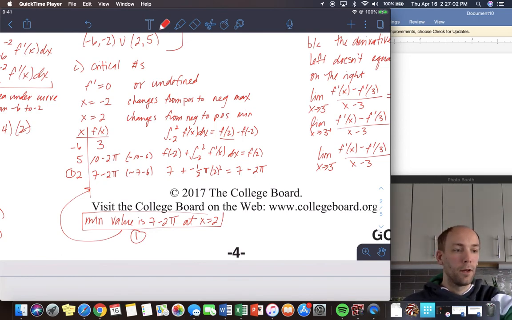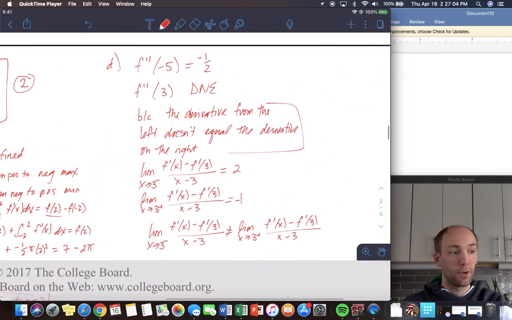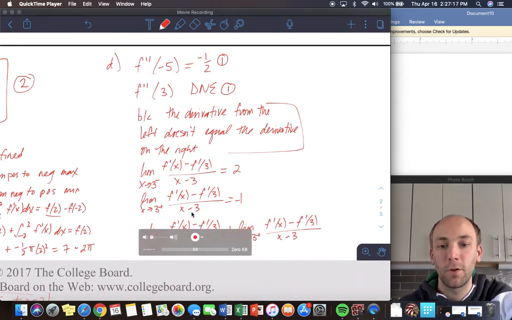Okay. Part D is worth 2 points, 1 point for f double prime of negative 5, and 1 point for saying it does not exist with an explanation. You have to include that explanation. Okay? Let me know if you have any questions.